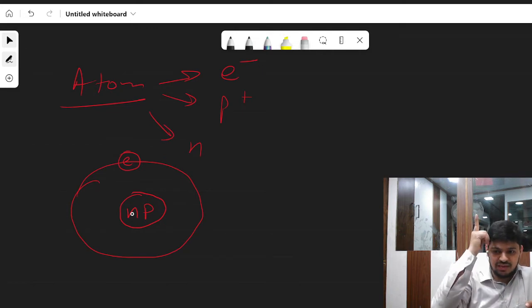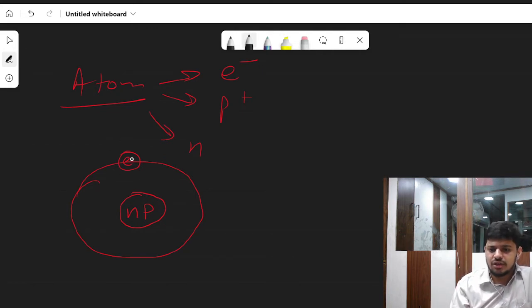Same thing will come here. Brother, the proton and neutron are inside the nucleus. They cannot be removed. But the electron can be removed. So it means that the identity of an atom is defined only by the proton.